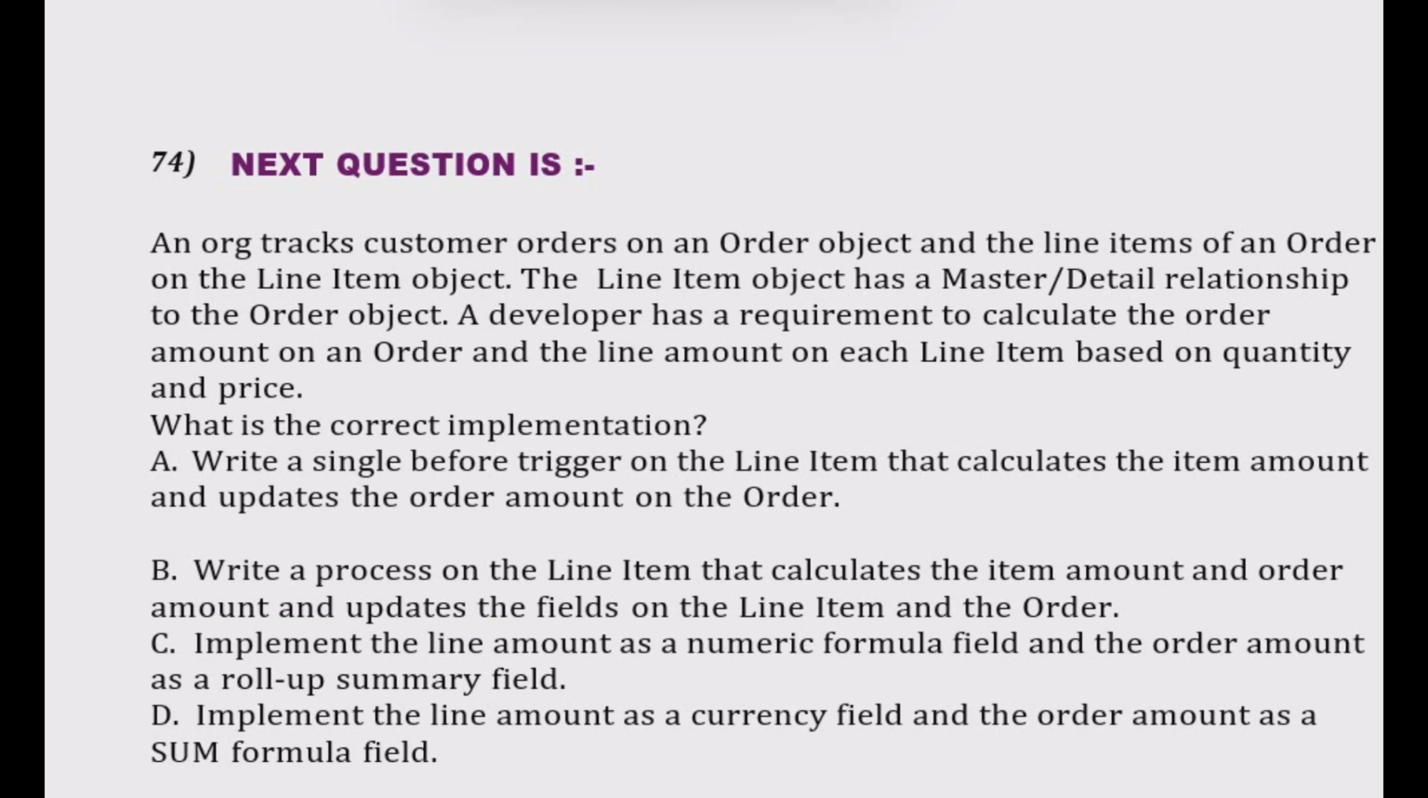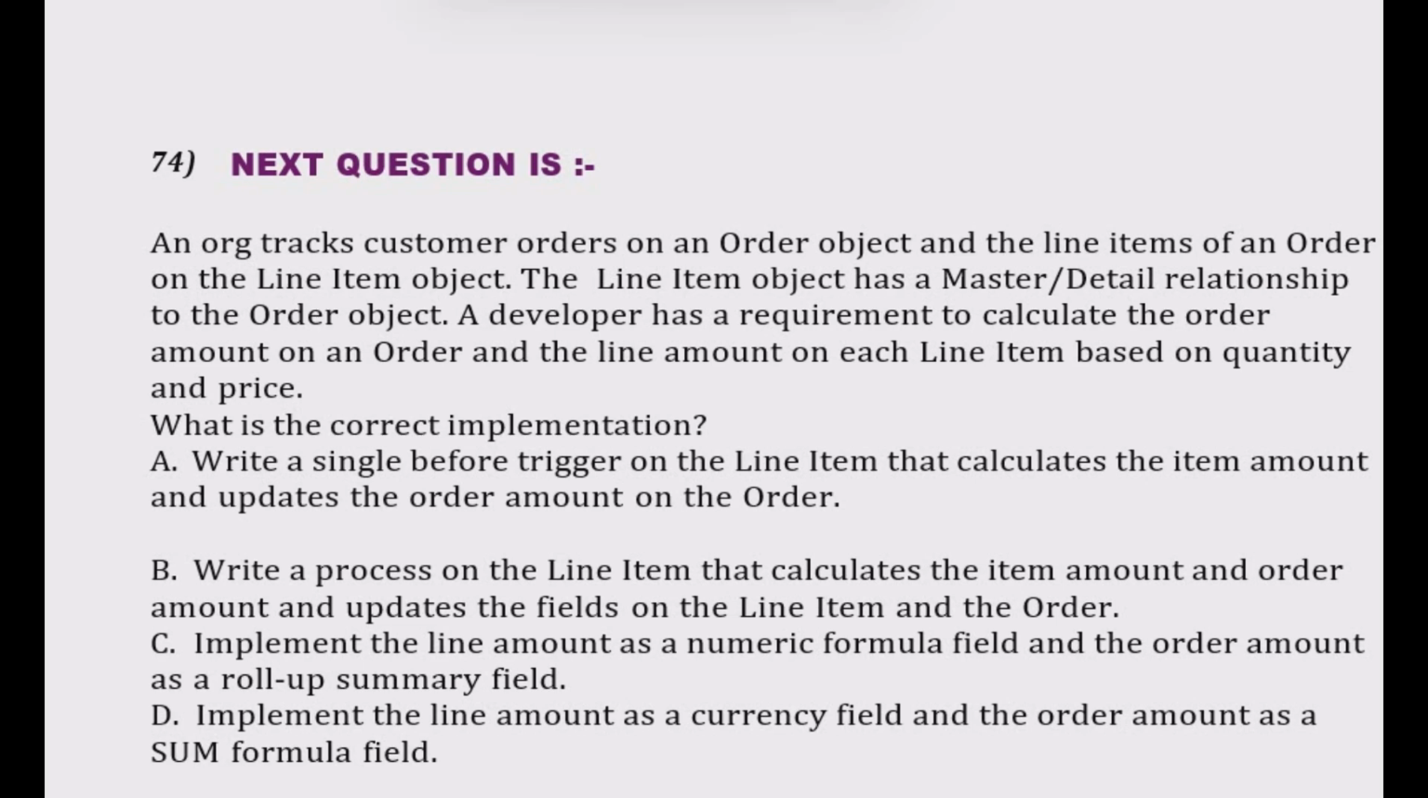Question is, an org tracks customer orders on an order object and the line items of an order on the line item object. The line item object has a master detail relationship to the order object. A developer has a requirement to calculate the order amount on an order and the line amount on each line item based on quantity and price. What is the correct implementation?